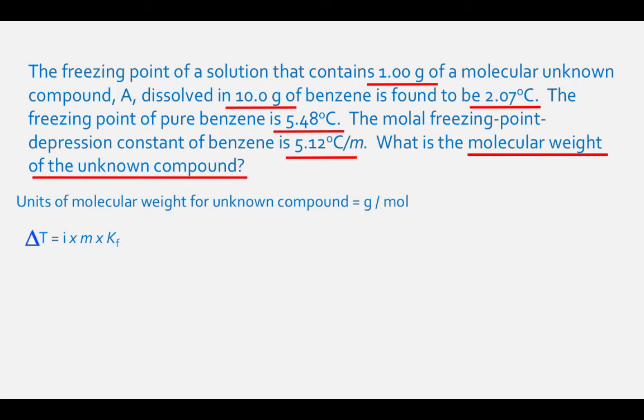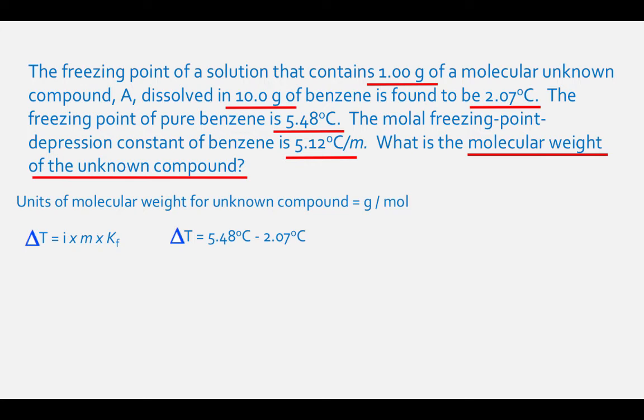We can also calculate the change in freezing temperature when we add the unknown solute to the benzene solvent. The freezing point of pure benzene is 5.48 degrees Celsius, and the freezing point when the unknown solute is added is 2.07 degrees Celsius.